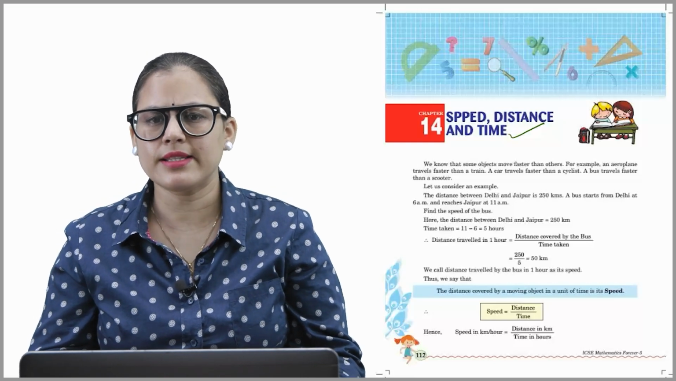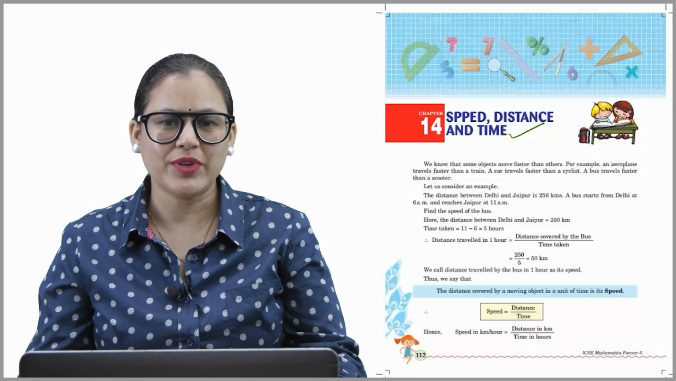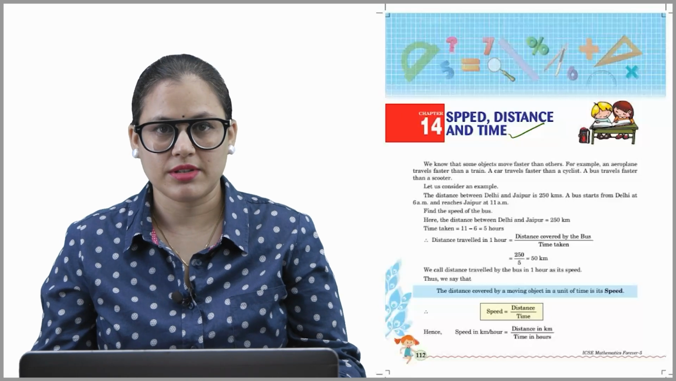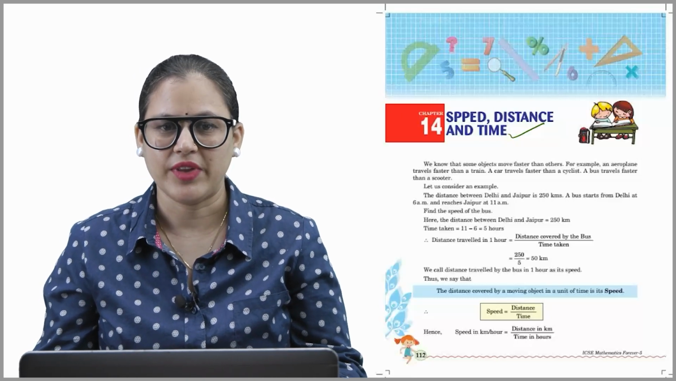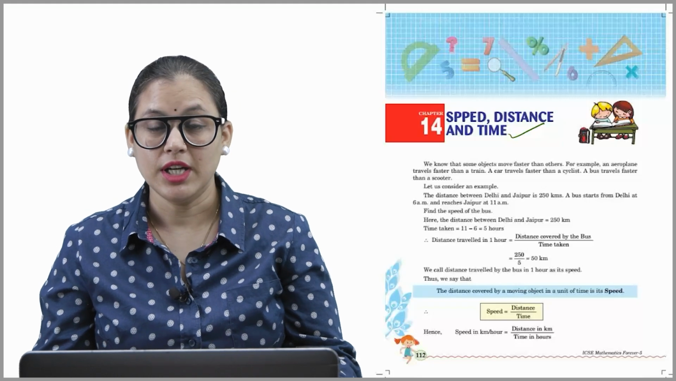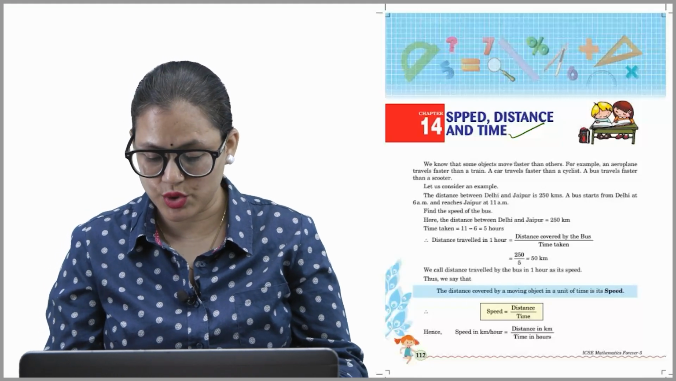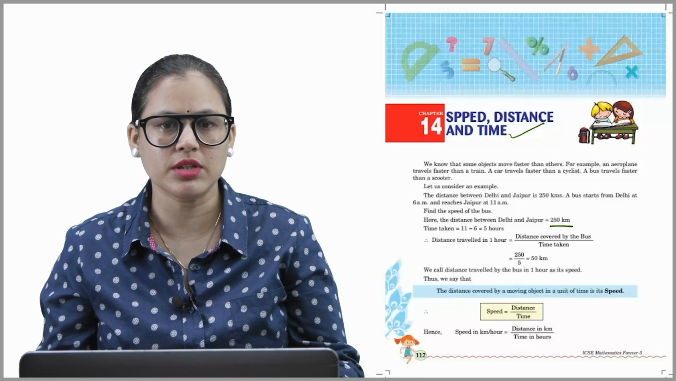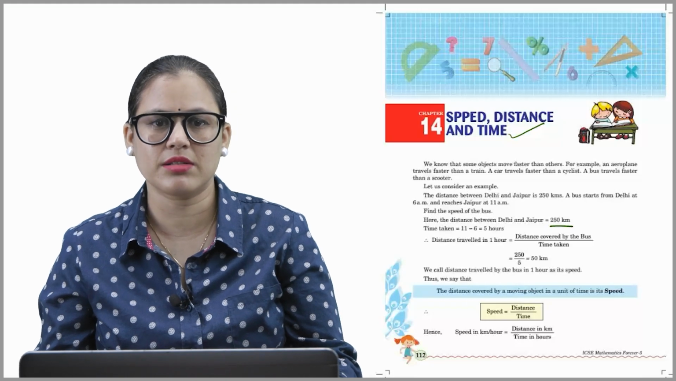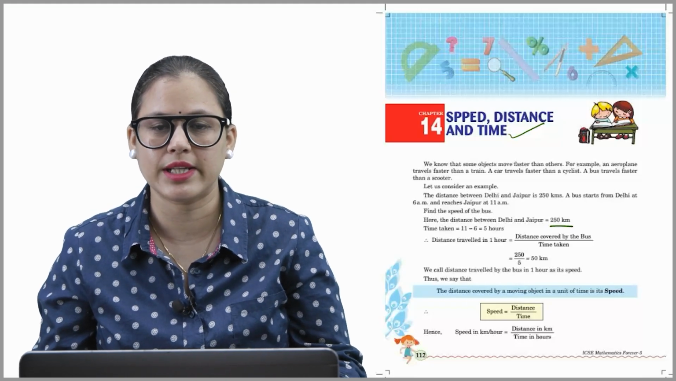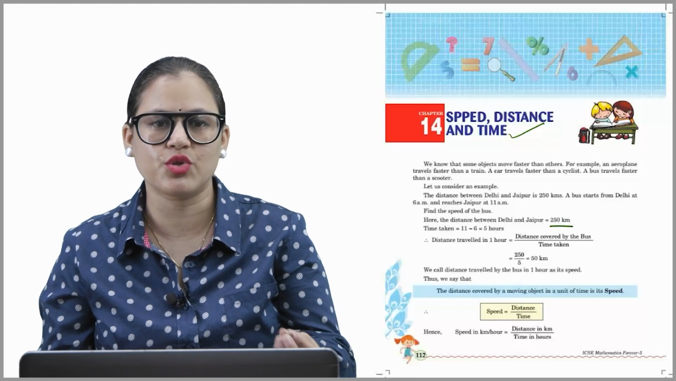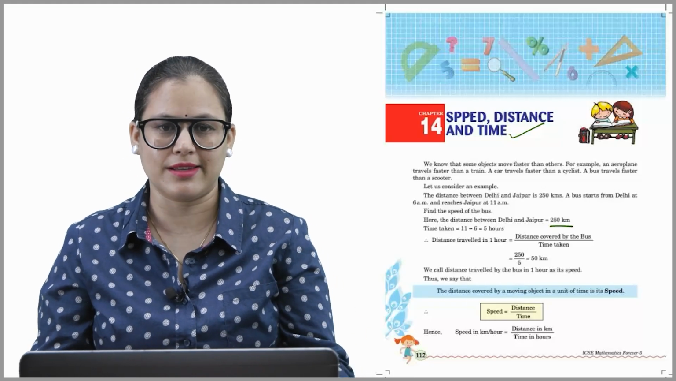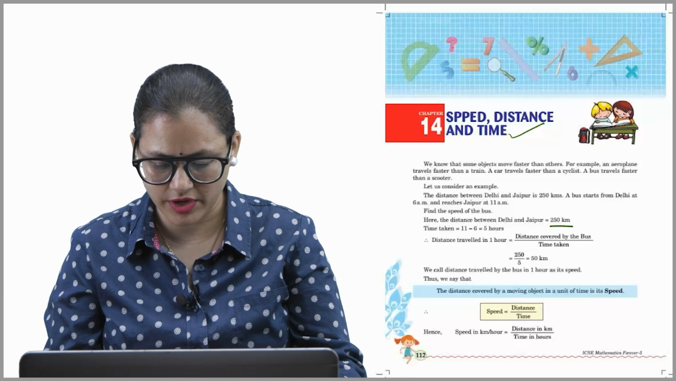Now let us consider an example. The distance between Delhi and Jaipur is 250 kilometers. A bus starts from Delhi at 6 am and reaches Jaipur at 11 am. Find the speed of the bus. Here, the distance between Delhi and Jaipur is given, 250 kilometers, and time taken is what? 11 minus 6 is equal to 5 hours, because it reaches Jaipur at 11 and it started its journey from Delhi at 6 am. So the time taken is 5 hours.